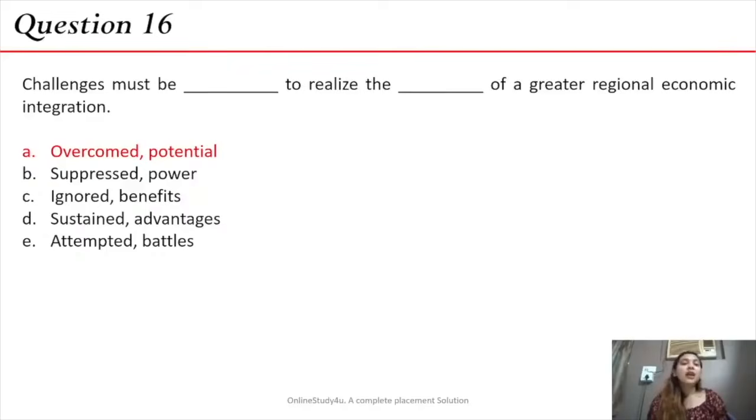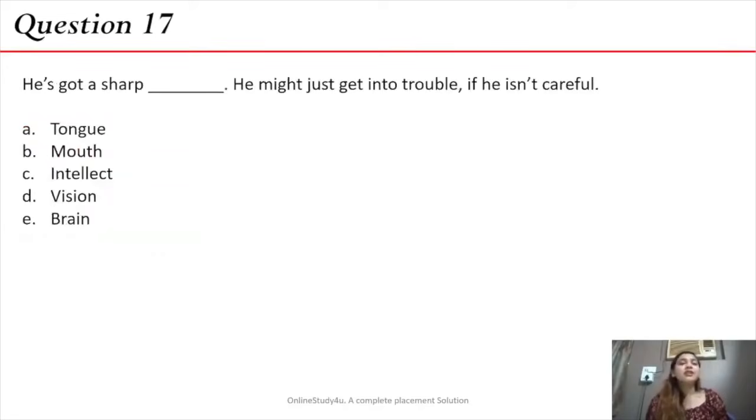All right. With that, I'll move to the next question. This is again very easy. A lot of us have heard this at home from friends, from teachers. So I'm sure this one you guys can all answer correctly. He's got a sharp dash. He might get into trouble if he isn't careful. Is it a sharp tongue? Is it a sharp mouth? Sharp intellect? Sharp vision? Sharp brain? Which one is the correct answer option?